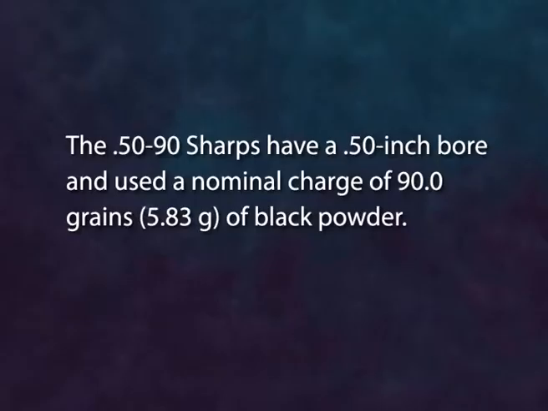In old cartridges in which black powder was used, the second number usually represented the powder charge in grains. For example, the .50-90 Sharps have a .50 inch bore and used a normal charge of 90 grains, that is 5.83 grams of black powder.